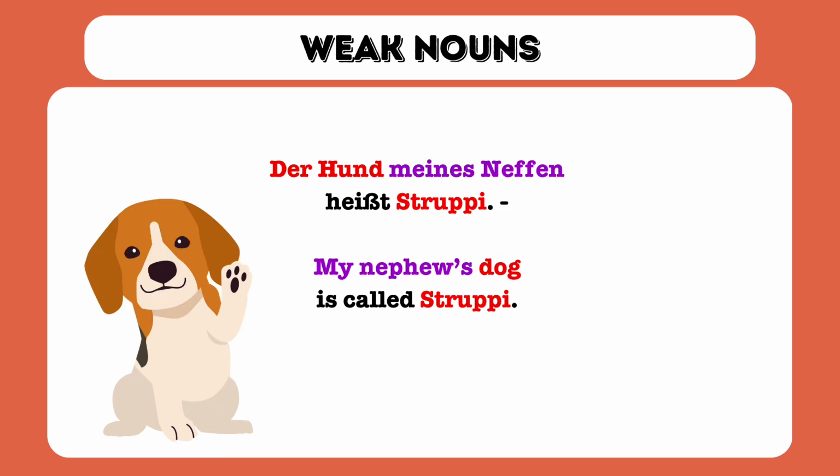Here are some examples in the genitive case. Der Hund meines Neffen heißt Struppi. My nephew's dog is called Struppi. Notice here that we do not have an S at the end of Neffe. Neffe is now going to use an N for the genitive case, and so we bypass the rule that requires us to have an S. This rule is not always bypassed, however, which you can see in the next example.